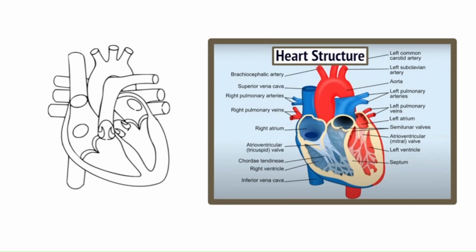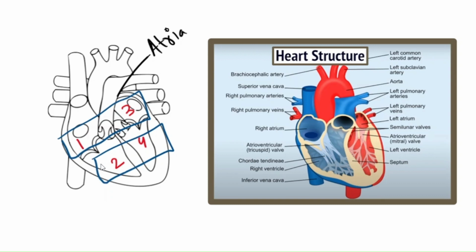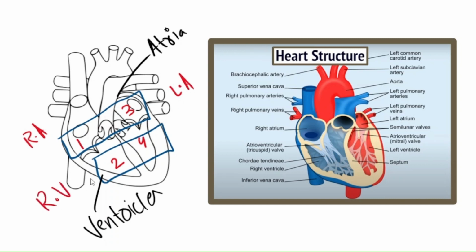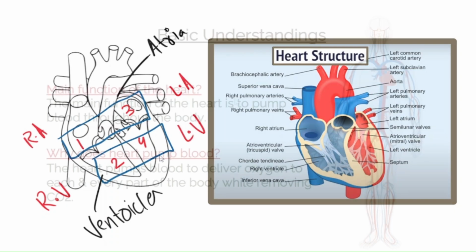Heart chambers are basically hollow spaces present within your heart in which our blood flows. There are 4 hollow spaces or chambers within your heart, 2 upper chambers and 2 lower chambers. These are 2 upper chambers and these are 2 lower chambers. Upper chambers are collectively called atria and lower chambers are collectively called ventricles. So we have right atrium, left atrium, right ventricle and left ventricle.